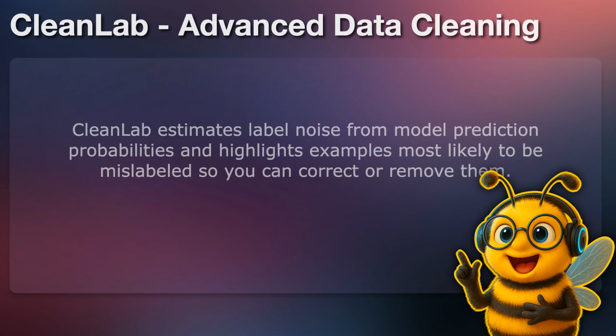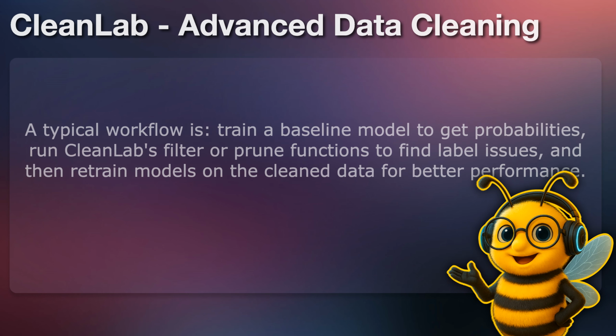CleanLab estimates label noise from model prediction probabilities and highlights examples most likely to be mislabeled, so you can correct or remove them. A typical workflow is to train a baseline model to get probabilities, run CleanLab's filter or prune functions to find label issues, and then retrain models on the clean data for better performance.